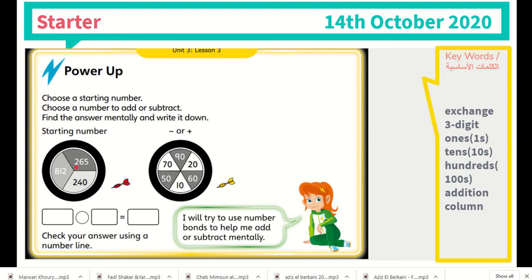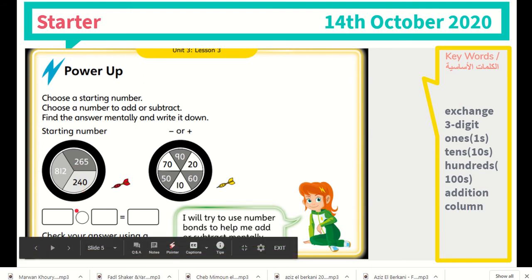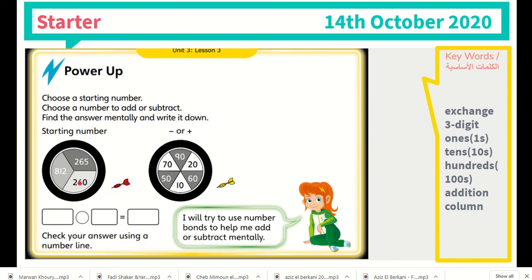So for example, I choose 240. And I want to take away, or subtract. I choose a number, 240 take away 20, for example. So I can do it mentally, 40 and 20. So 4 take away 2 is 2. So 40 take away 20 is 20. So the answer is 220. So try to use number bonds to help you add or subtract mentally. And you can check your answer using a number line as well.